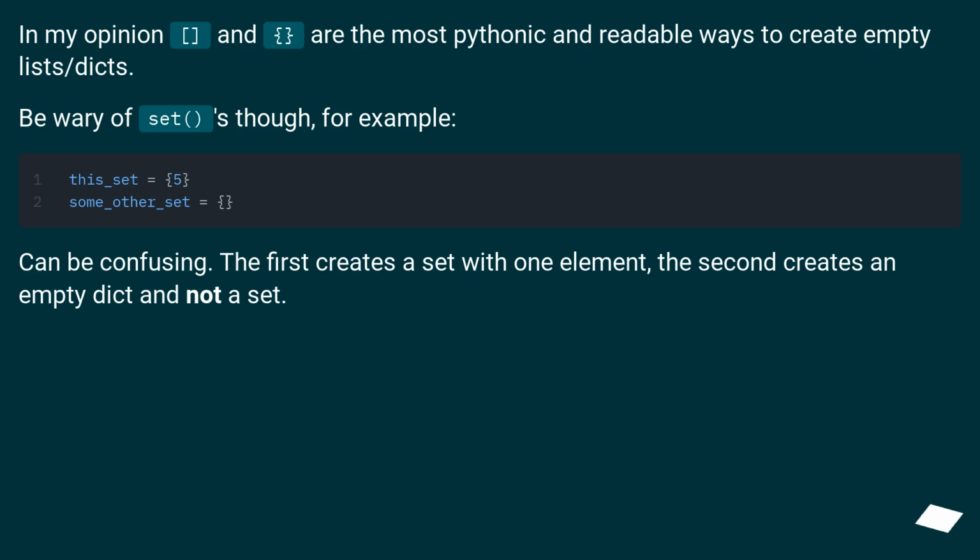In my opinion, and are the most Pythonic and readable ways to create empty lists/dicts. Be wary of sets though, for example. Can be confusing. The first creates a set with one element, the second creates an empty dict and not a set.